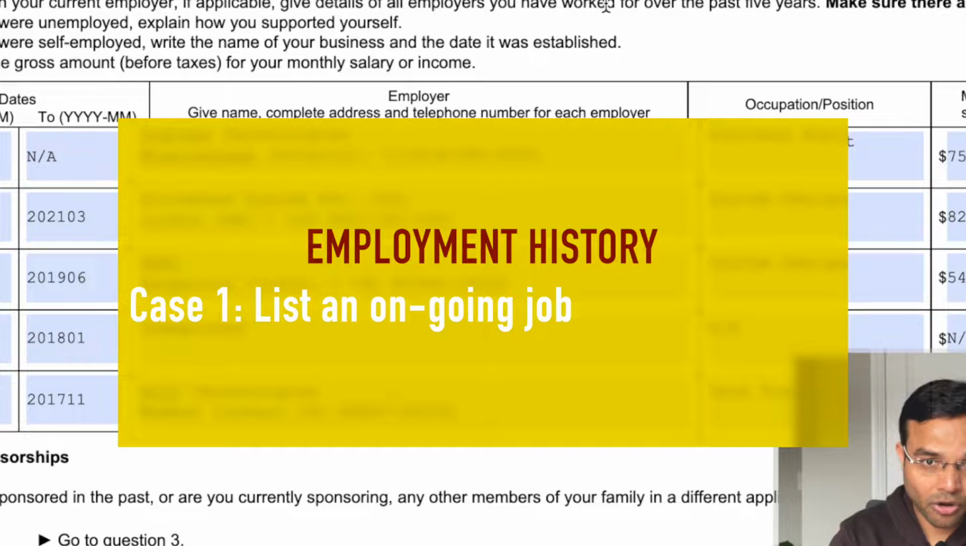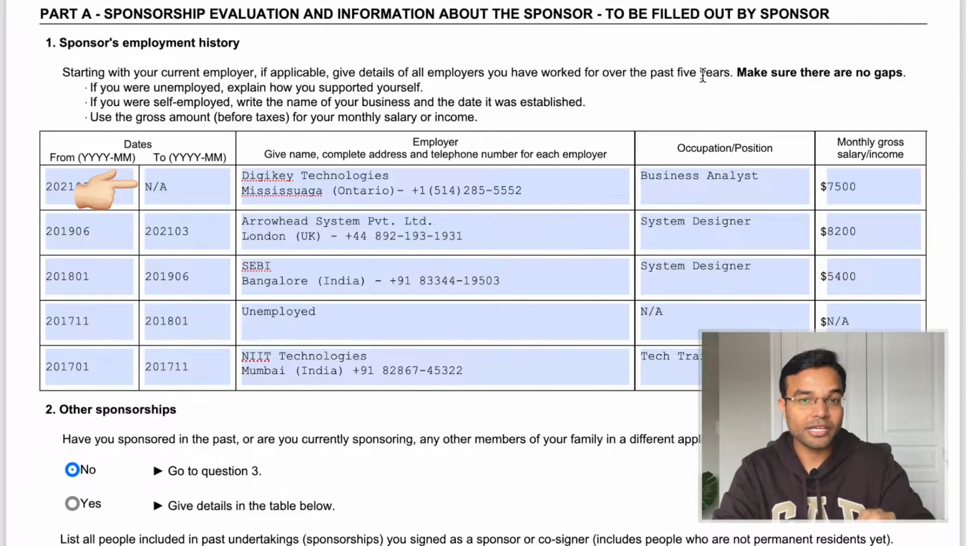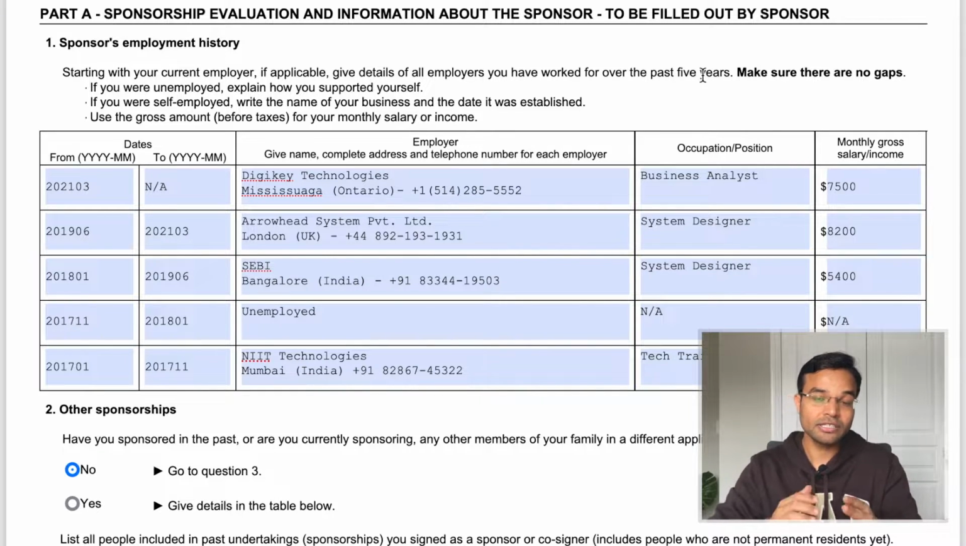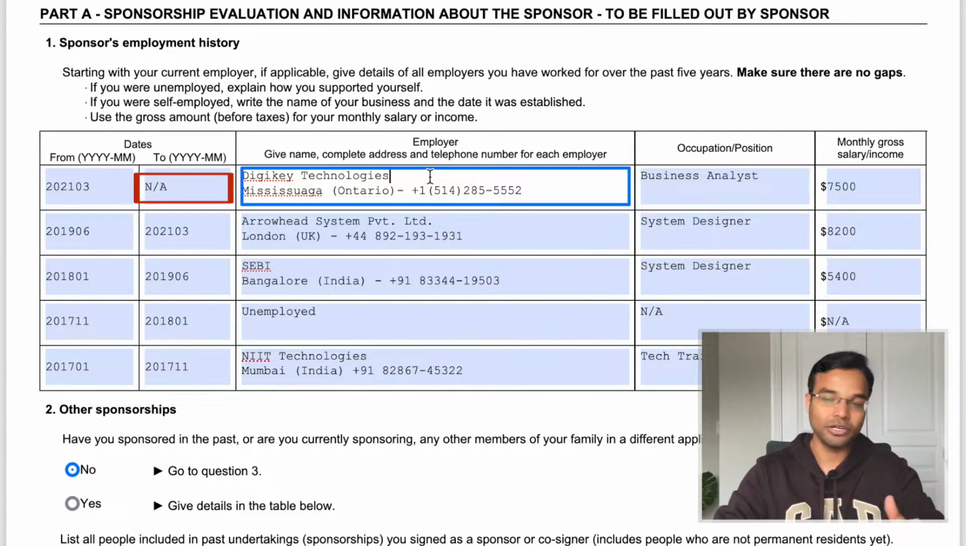In this case, Ronald Weasley, who is the sponsor, has been working for a company called DigiKey Technologies in Canada, and that is the place of current employment. Now, since it is an ongoing job, what are we supposed to do in the place of "to"? There are two options that you have. Either you can write NA, which is not applicable, in the "to" field, which indicates that the "to" field is still not applicable because it's an ongoing job, or you can write ongoing job here in the braces as well. So either of these options should work.